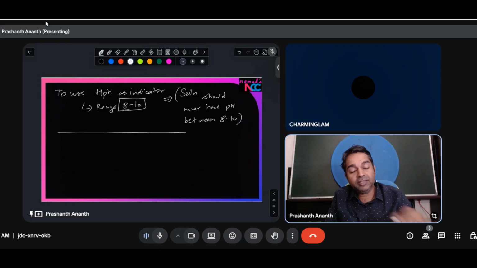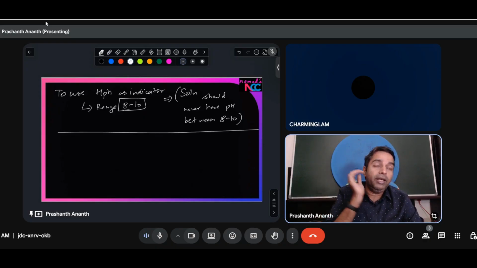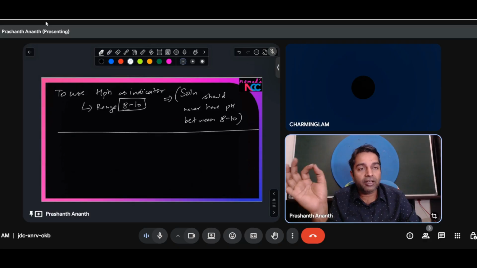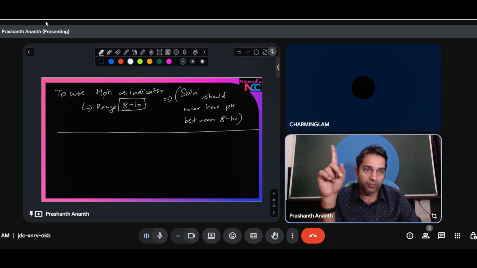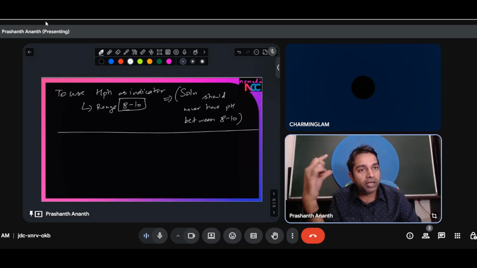In that particular case, I can use it. If my solution never ends up having a pH between 8 to 10, it can skip through that and go up, no problem. But at any point in time, it should never have a pH of 8 to 10.